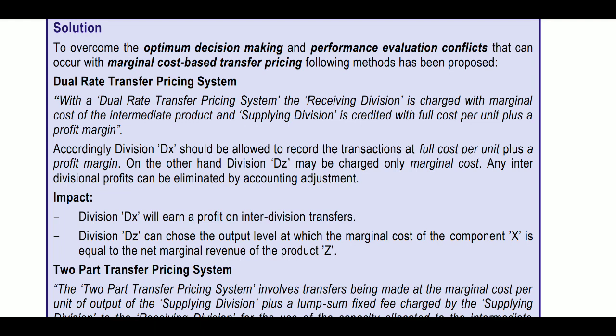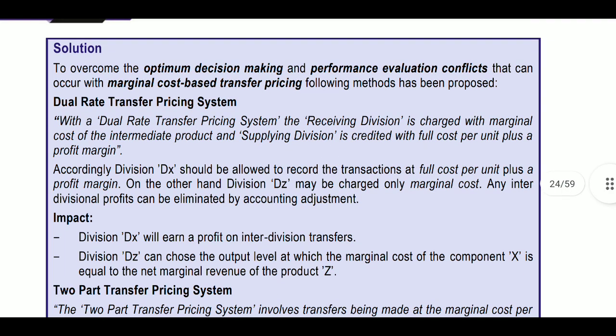And in the two parts transfer pricing system, two parts will be added, that is the marginal cost and whatever lump sum amount is there. In these two cases, that is marginal cost plus lump sum charges, if any lump sum is charged, it will be added in the two parts pricing system. So first, the dual rate transfer pricing system.